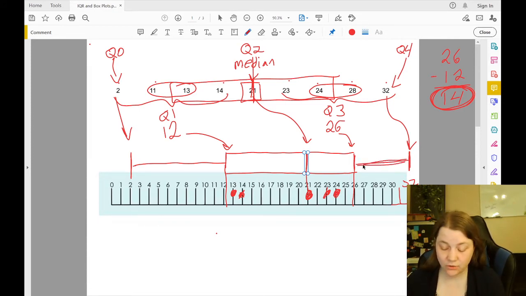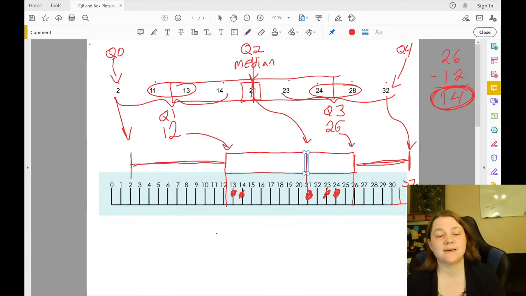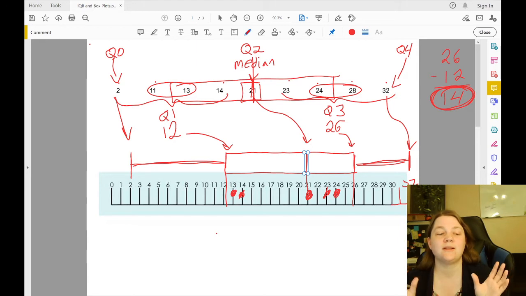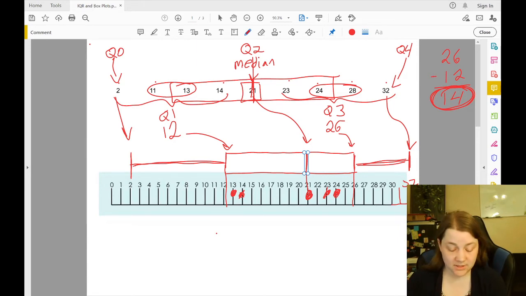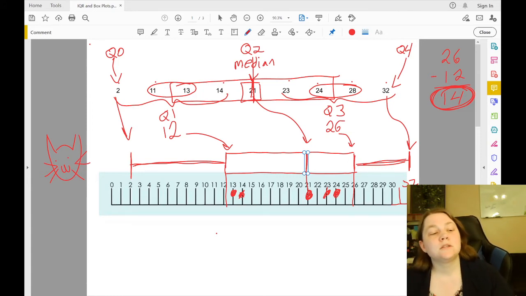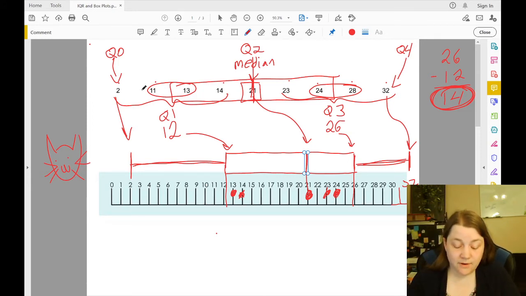These lines are called the whiskers. They're not any different from the box, except they show you that they're on the outside, like the whiskers on a cat. Look, whiskers. Happy cat.